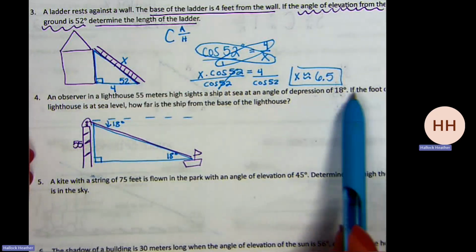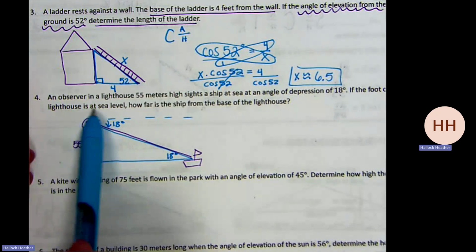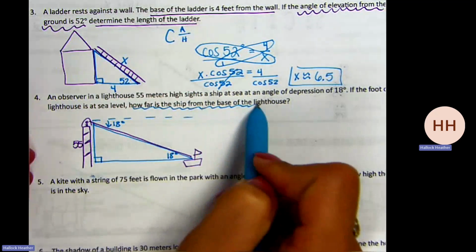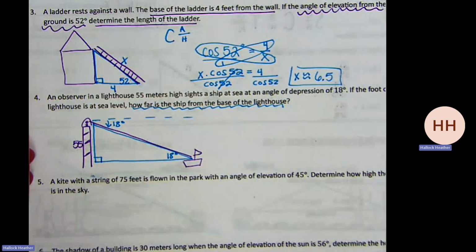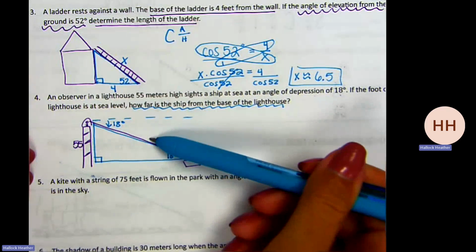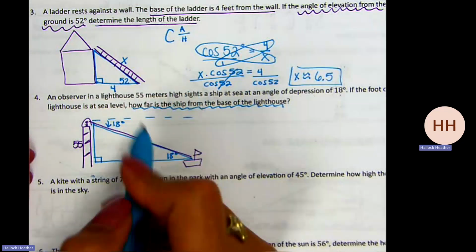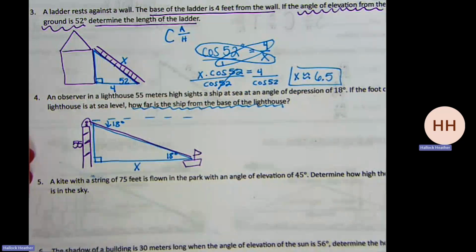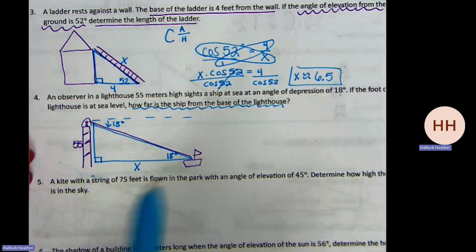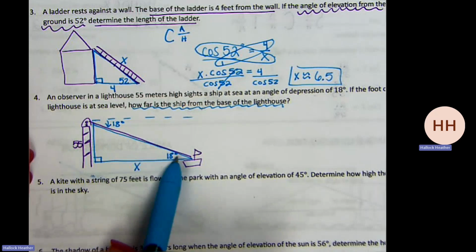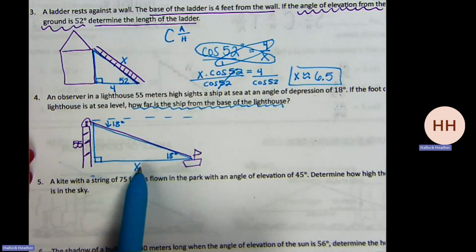And then it says, if the foot of the lighthouse is at sea level, how far is the ship from the base of the lighthouse? So am I putting my X on the hypotenuse or am I putting it at the bottom? The bottom, because it's the base. I want to know the base, the distance from the base. So from 18 degrees, I have opposite. 55 is going to be opposite of 18. And I have this thing right here, which is adjacent.